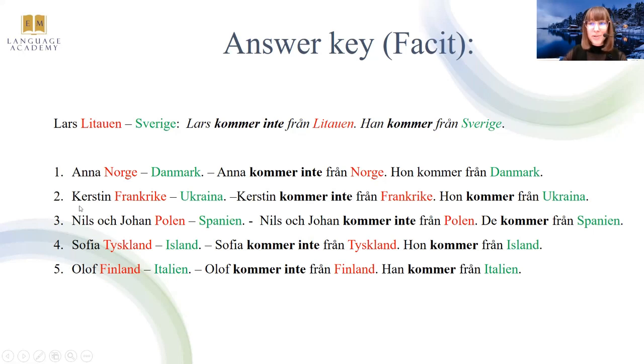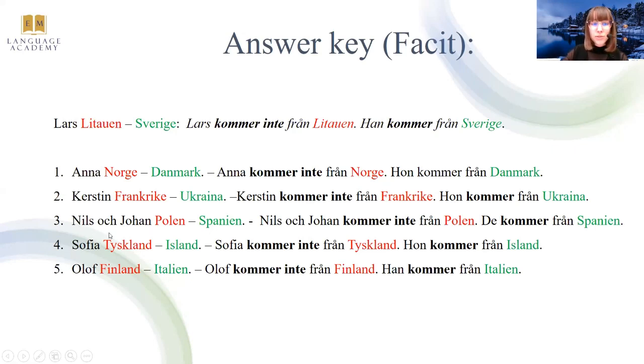Kerstin. The pronunciation is a little bit trickier. Kerstin, Frankrike, Ukraina. Kerstin kommer inte från Frankrike. Hon kommer från Ukraina. Again, we have a female name here, Kerstin. Why? Because we have a soft vowel E and then the K turns into a Sh sound, right? Kerstin. And then again, we use the pronoun hon.